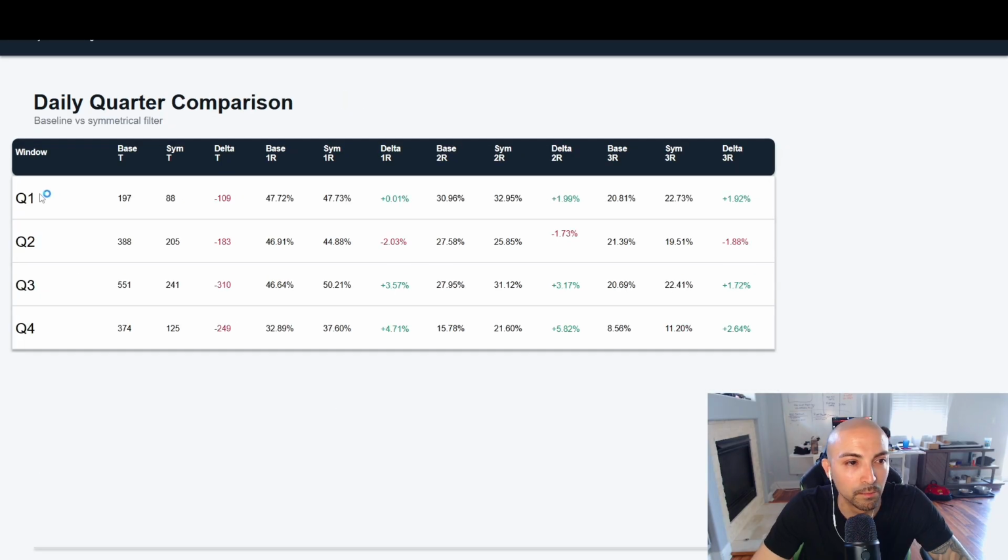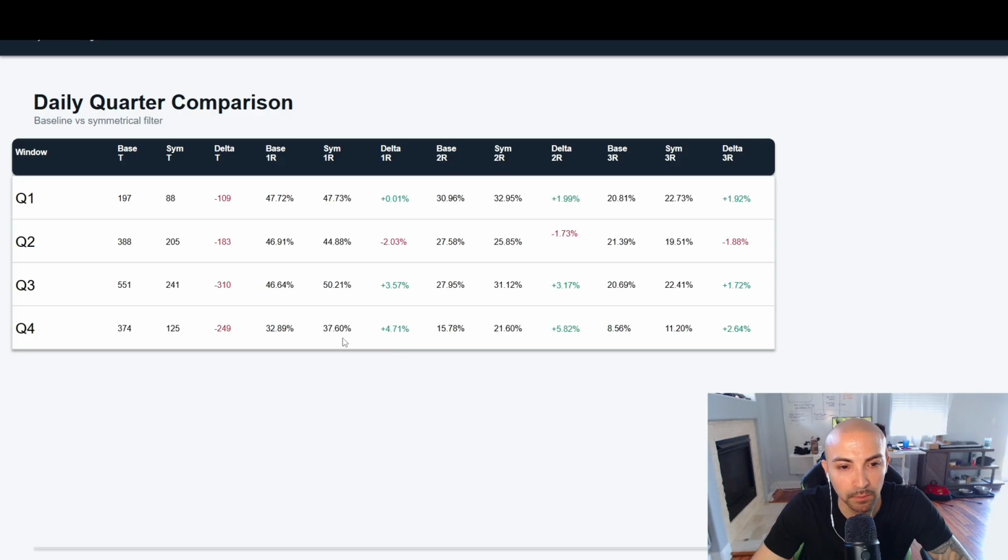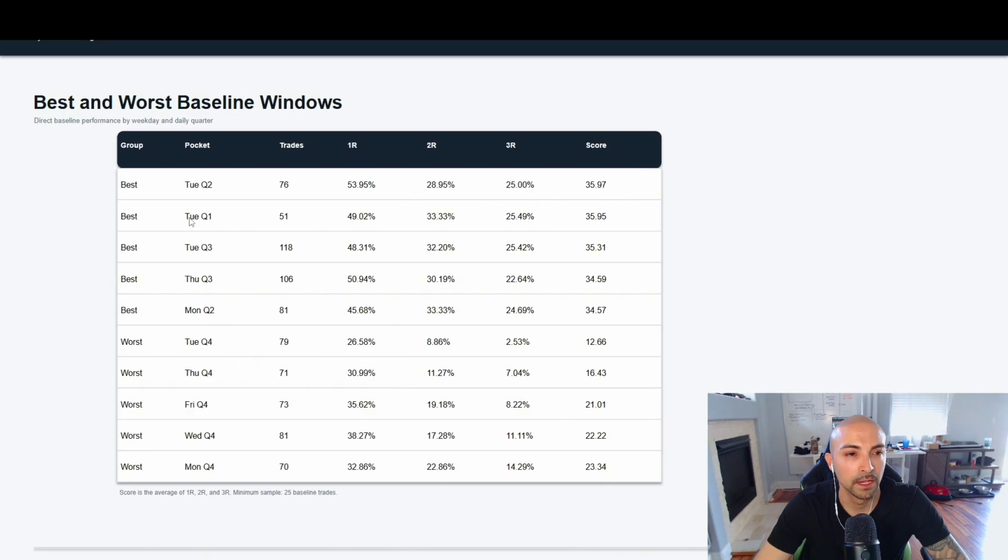Okay, daily quarter comparison. Quarter 4 had the worst baseline, whereas quarter 1 had the best. And the symmetrical component added some to the quarter 4 1R baseline, but still we're at 37% for 1R, and it's not good. Q3, actually adding the symmetrical got us just above profitable. Okay, and here are the best and worst baseline windows.